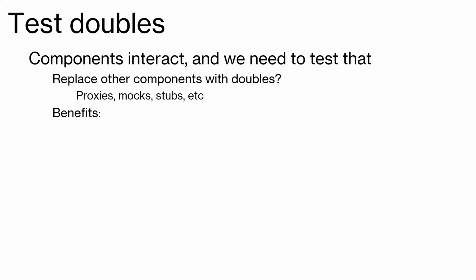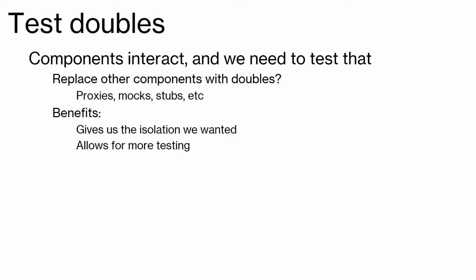So this has a couple of benefits. It gives us isolation, which is what we wanted. It lets us do more testing because you don't need to worry about all the interactions. You can focus on one thing at a time, which makes it easier to test and lets you do more testing. And there are also tool systems and type systems that let you do a lot of automated stuff here. We're not going to cover that today, but often this happens.